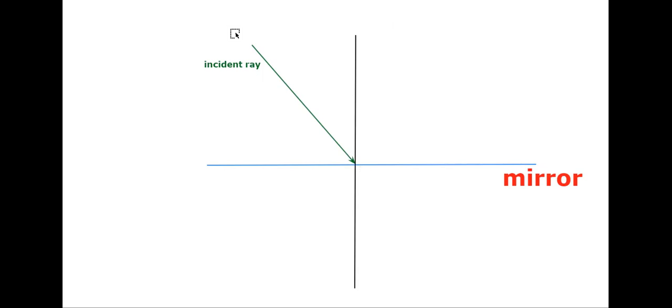And now this angle right here is equal to 62. What will the angle of incidence be, and what must the angle of reflection be? 28. Bravo. 90 minus 62 gives me 28. So this one is 28, 28 from the other side. They have to be the same.